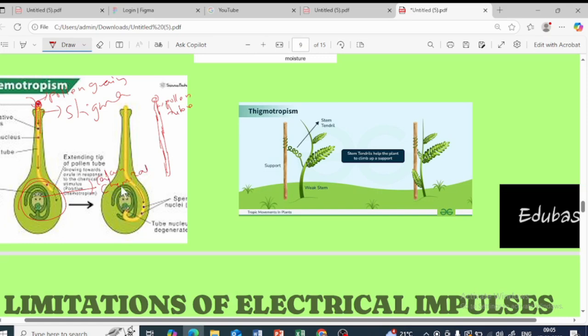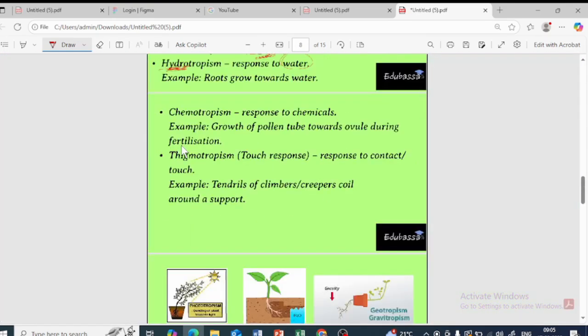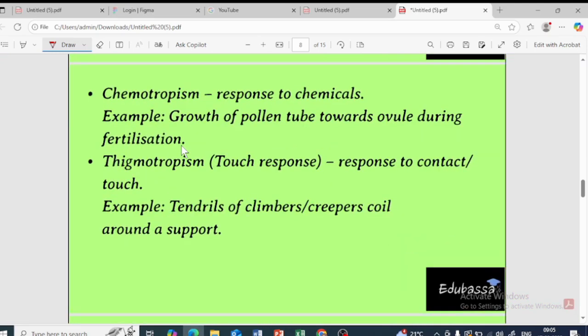So chemotropism means towards chemical, isn't it? So this pollen tube is going to grow where? Towards the chemical. You can see over here, towards the chemical. Hence since it is growing towards the chemical, it shows which tropism? Yes, very good. Chemotropism. Yeah, that is about chemotropism.